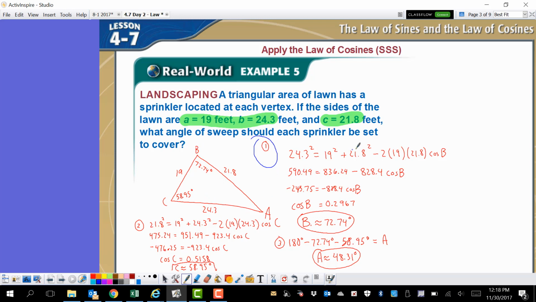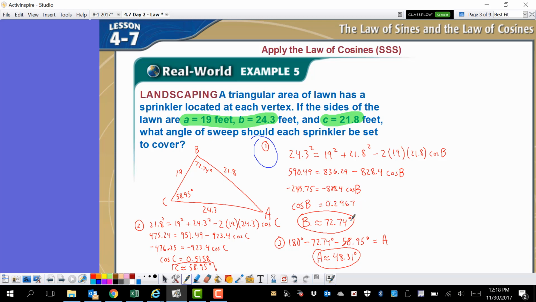So here we go. I just plug and chug into my law of cosines formula. 24.3 squared is the side opposite of the angle I'm trying to find. And then I plug in 19 squared, 21.8 squared, minus 2 times 19 times 21.8 times cosine of B. And then honestly what I do is I plug this information into my calculator and I work it down to solve for cosine of B. Now before you go further, you're going to have to remember to make sure your calculator is in degree mode for this. If you keep it in radian mode, you're going to get some errors here. So once I get down here, cosine B equals 0.2967.